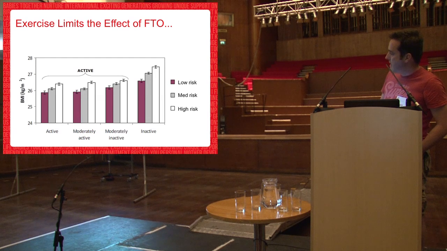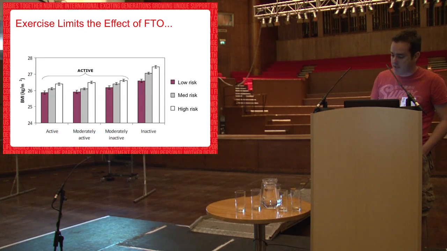So if you're an inactive person, if you have the high-risk FTO genotype, then you have a big weight difference in your BMI between having the low or medium-risk genotype. But if you're an active person, then this kind of limits the effect of FTO. So the difference between the genotypes in terms of your BMI is not quite as great if you're an active person as compared to whether you're sedentary.